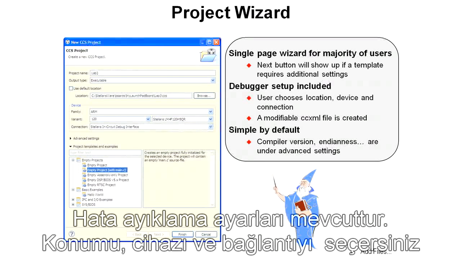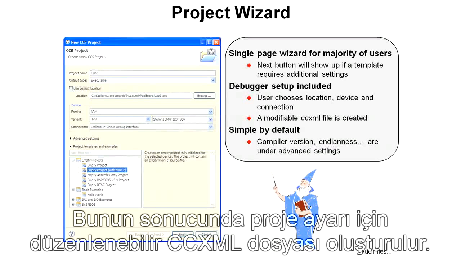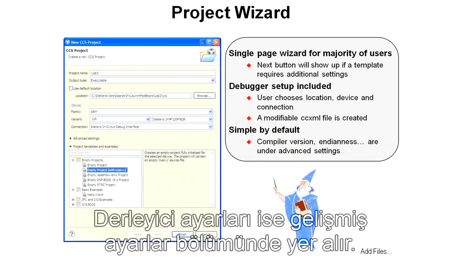The debugger setup is all included. You choose the location, the device, and the connection for this. This will create a modifiable CCXML file in your project. The idea is that this is simple by default. The compiler version, the endianness, all these other advanced settings are all in the advanced settings area and not exposed right here.